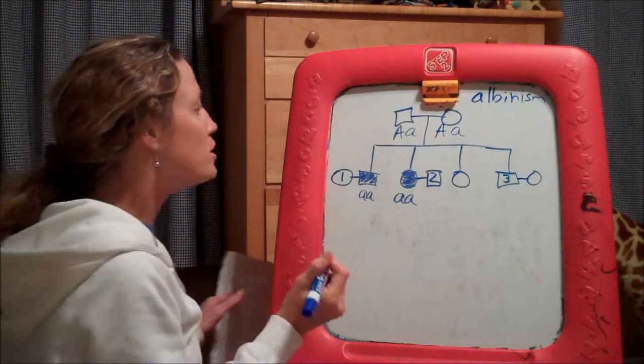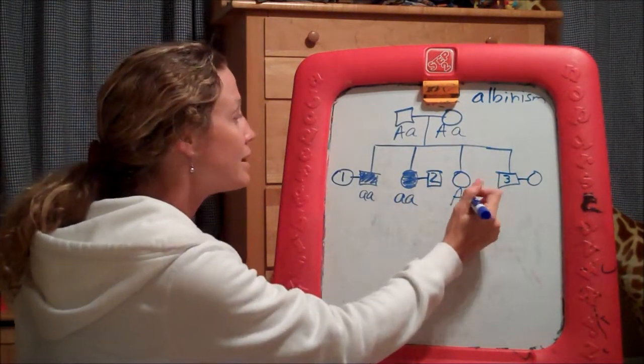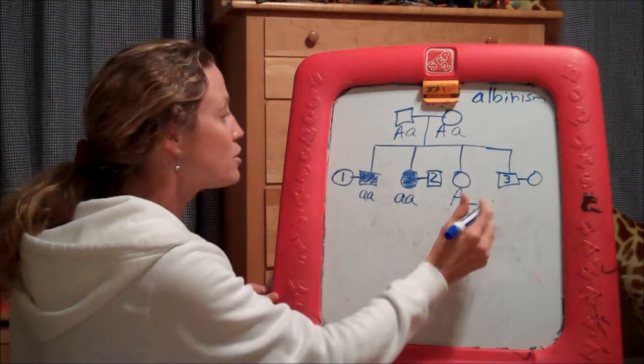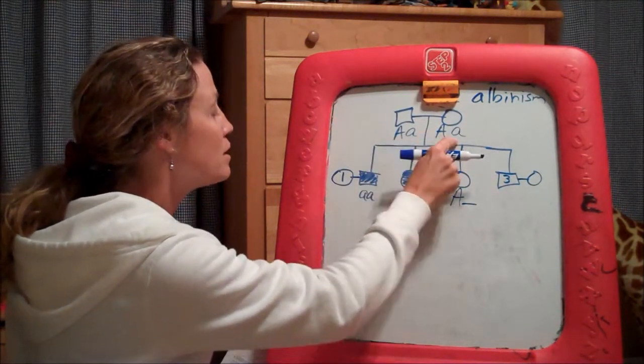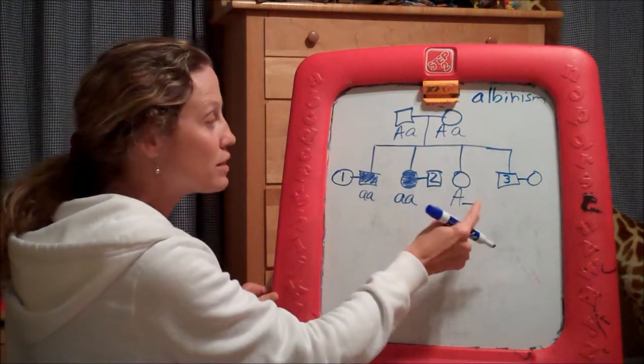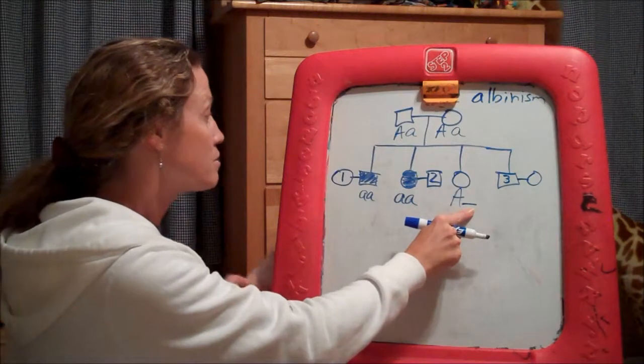Alright, so moving on. I know this is a big A, but I don't know what is here, because it could be big A and big A, or it could be big A and little a. And there's no way to tell. So we'll just put that line there that means that we don't know what that is.